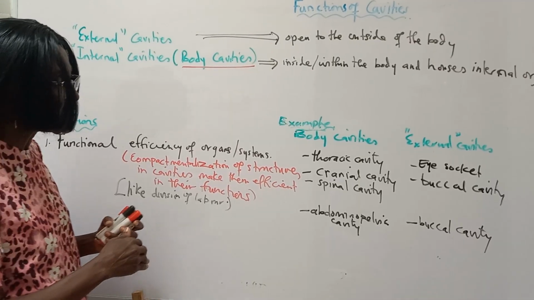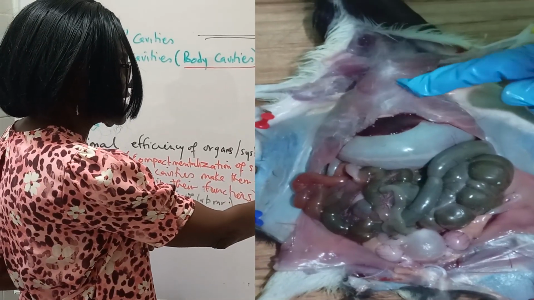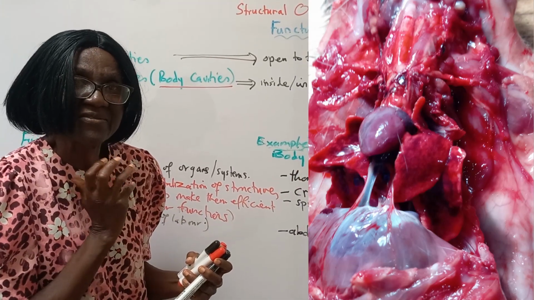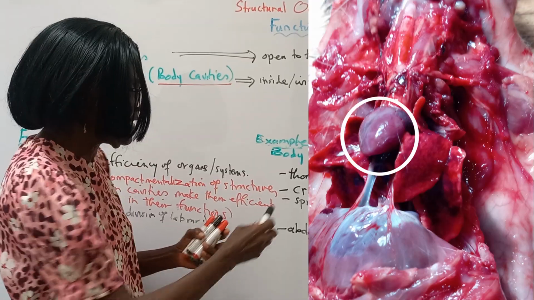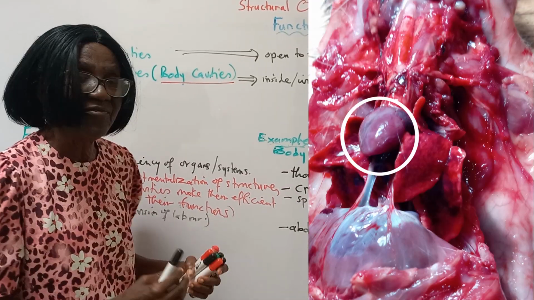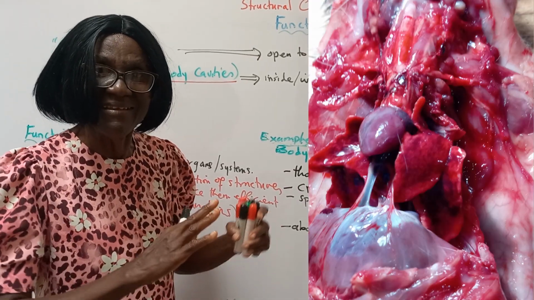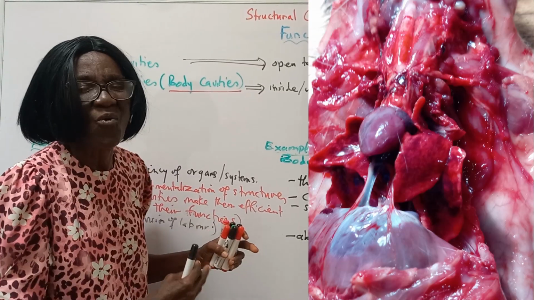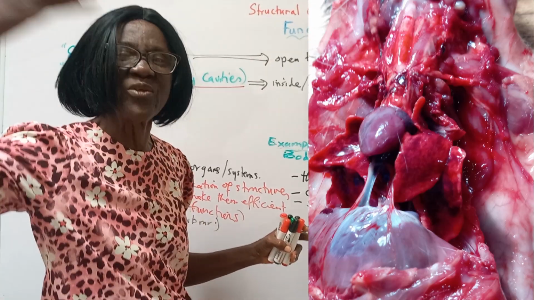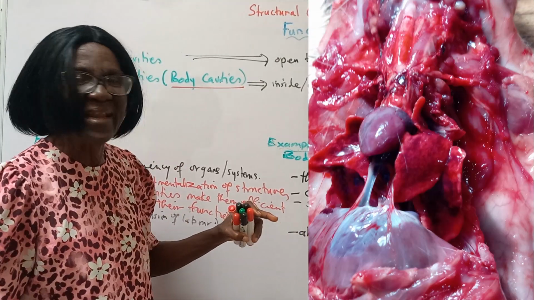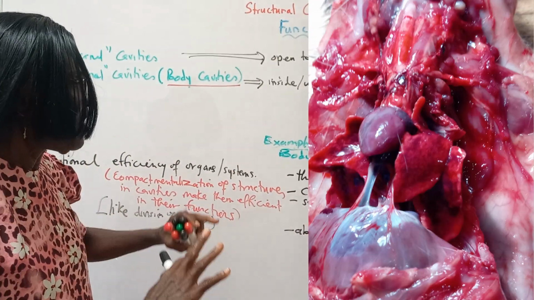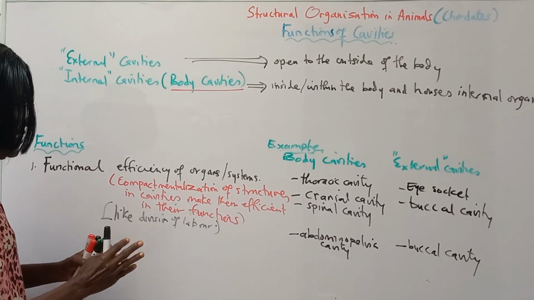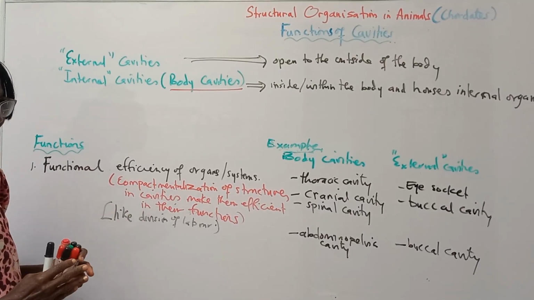The organs, like organs in the thoracic cavity, you have the heart with its blood vessels coming in and out. In the thoracic cavity you have the lungs also housed neatly there, so that one part of the heart is not in another place and another part in another place. So the way structures are compartmentalized in cavities make them very efficient in their functions.